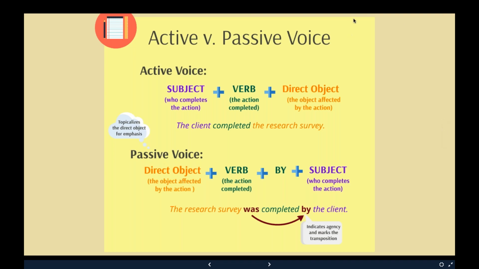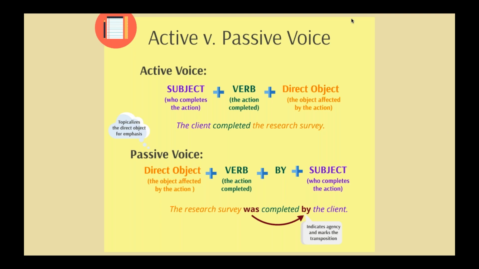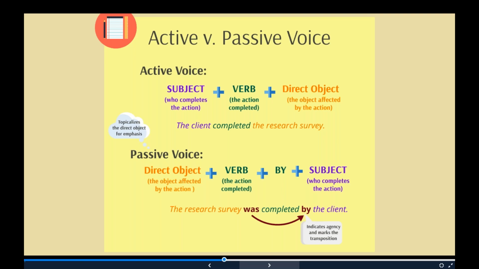So if you're looking to create a correct passive sentence, you must have a phrase at the end of the direct object and verb unit that says "by the subject," the actor who completed the action. Then you have a correct passive voice sentence.